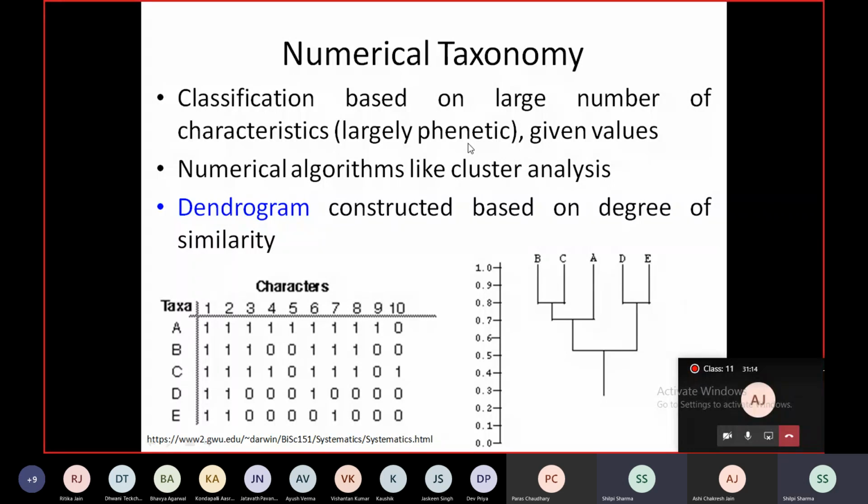In this, there is no special weightage given to any character. Every character is considered to be of equal significance.